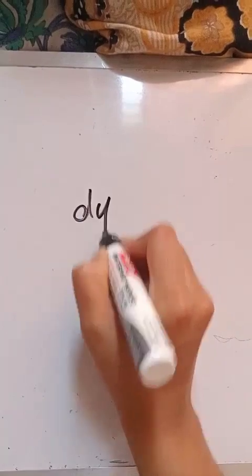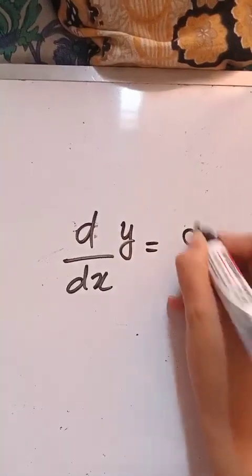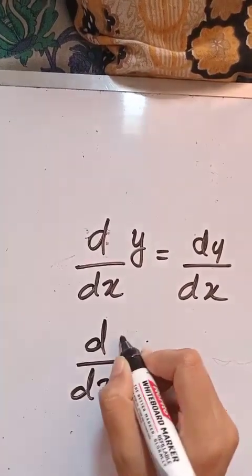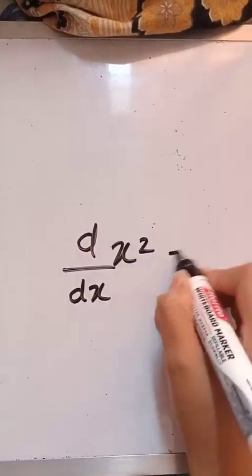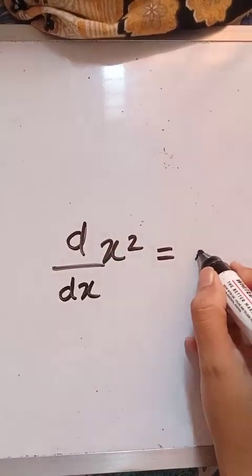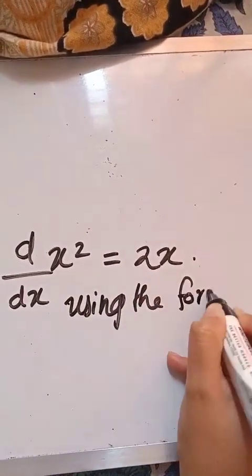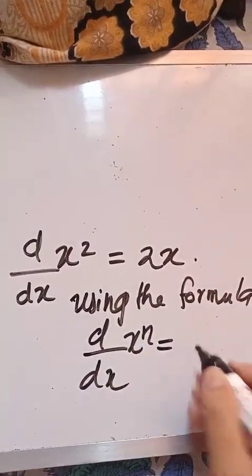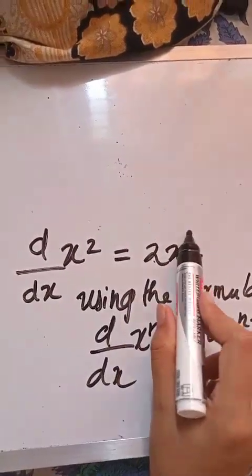Now see this, d by dx of y is equal to dy by dx. Now see d by dx of y square. How will we do this? We already know that d by dx of x square is equal to 2x, using the formula d by dx of x raised to n is equal to n x raised to n minus 1. 2 x raised to 2 minus 1 is 1. So 2x.